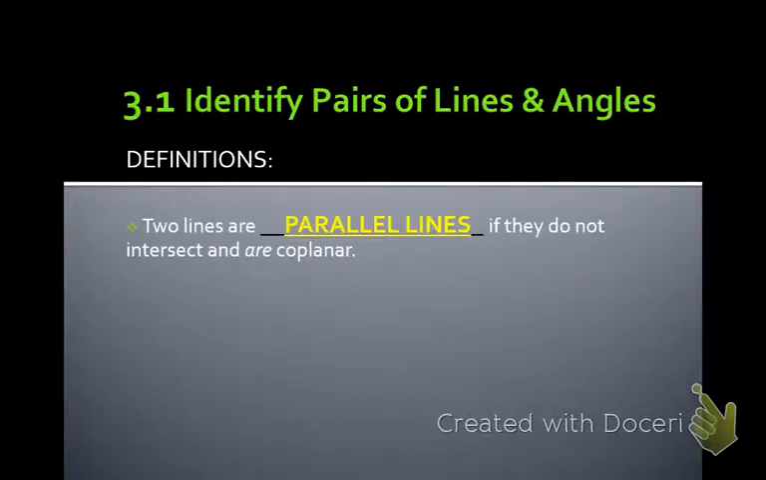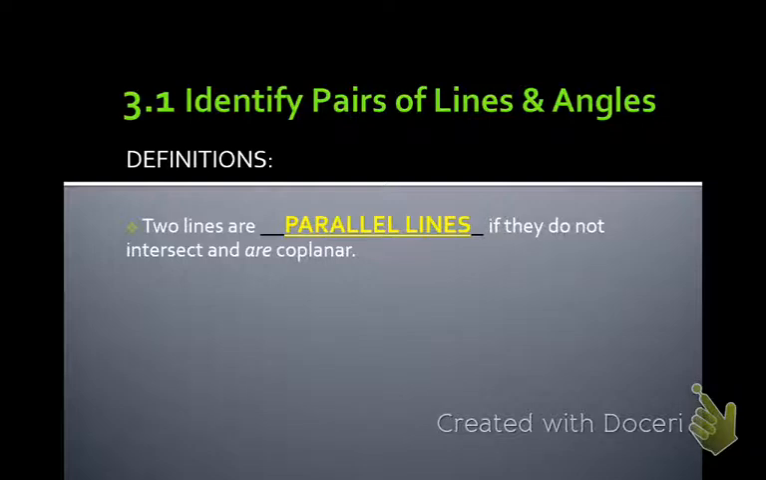Definition. Two lines are parallel lines if they do not intersect and are coplanar. You have to include in the definition that they are coplanar. Here's an illustration why. My arms are parallel. They're in the same plane. They never cross, right? But my arms now do not cross, but they are not parallel. They're in different planes. These are called skew lines.